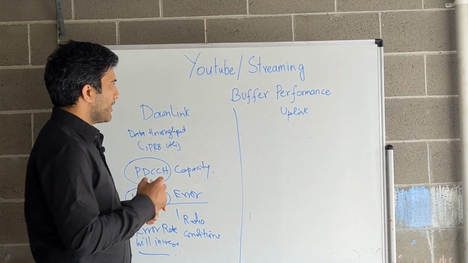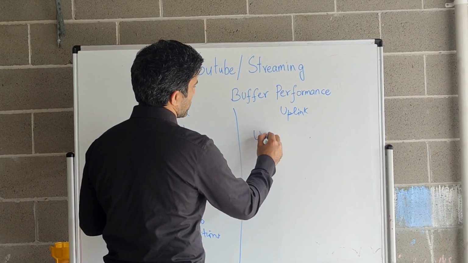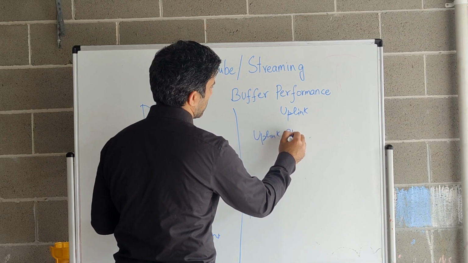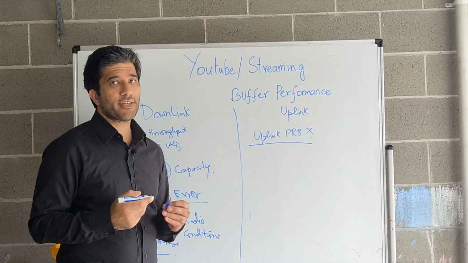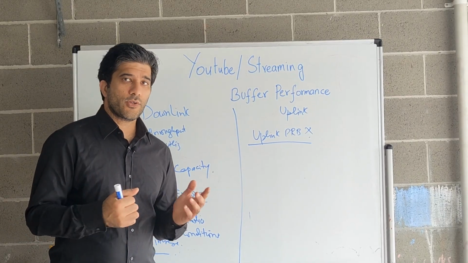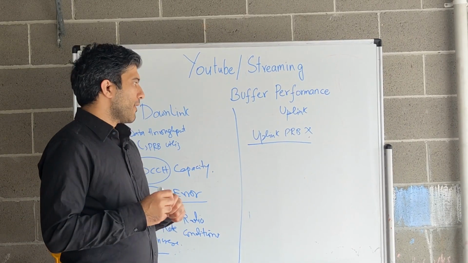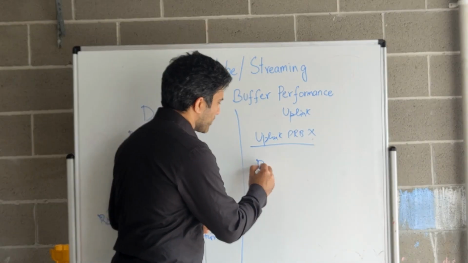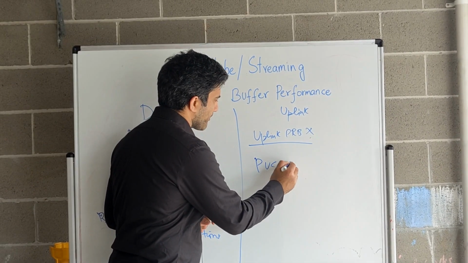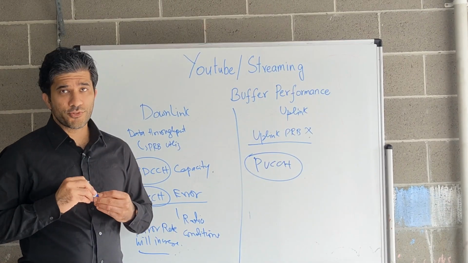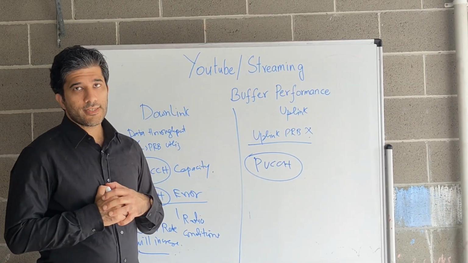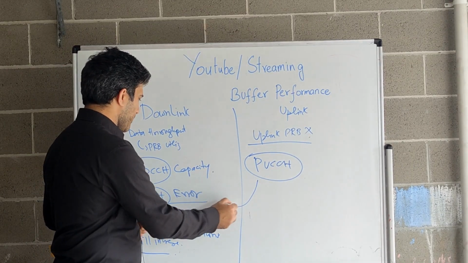Now let's go on to the uplink side. In the uplink PRBs, we do not need it because there is no uplink traffic being generated that needs to be uploaded, since we have a streaming experience. But another channel which is very important is your PUCCH, because your PUCCH is actually used to send out the acknowledgement for your PDCCH.